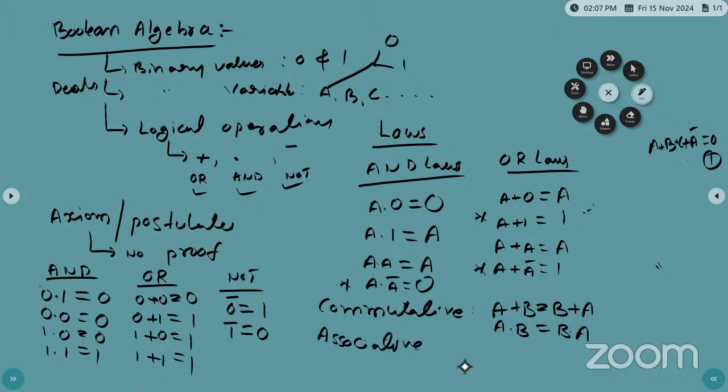Associative law. What is the associative law? A plus (B plus C) is equal to (A plus B) plus C. And similarly, A dot (B dot C) is equal to (A dot B) dot C. Okay, that is the associative. And another one, distributive property or distributive law. What is the distributive law?